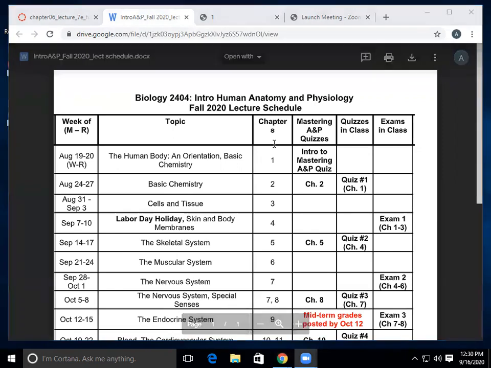So let's look at the schedule. We're in September 14th through the 17th. So we're starting chapter 5, and we'll get through as much as we can today. We'll probably have to finish on Monday.